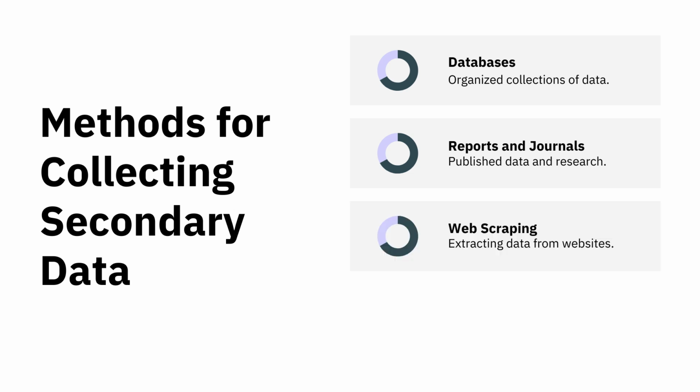Web scraping is a method of collecting large amounts of data from websites using code. While it's a powerful tool, ethical and legal considerations need to be taken into account. APIs, application programming interfaces, allow you to access and retrieve data directly from other applications, like social media platforms, financial systems, or public data sources. APIs are an efficient way to automate data collection.